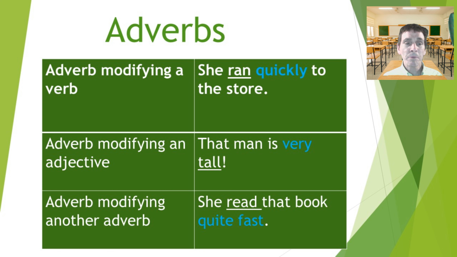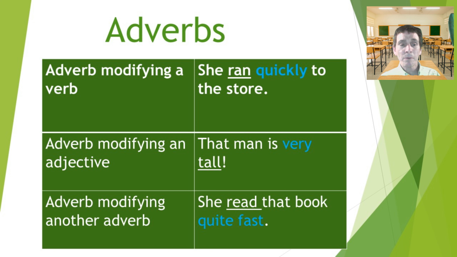In the second example, we see an adverb modifying an adjective. In this sentence, we see that the man is very tall. So here we see the adverb very describing or giving us information about how tall the man is. Is he just a little bit tall or so tall? No, he is very tall. So here we see an adverb modifying the adjective tall.